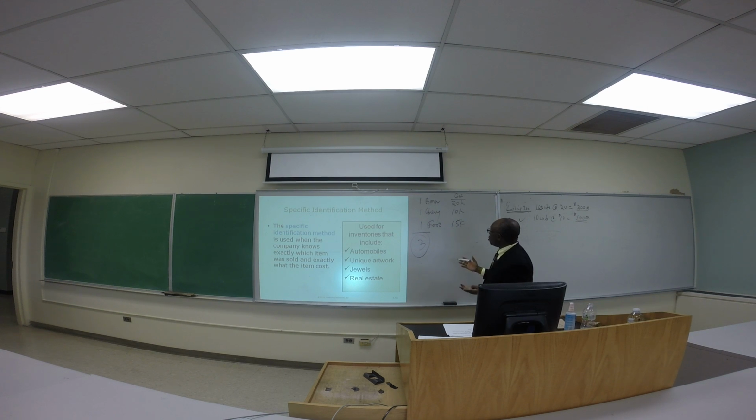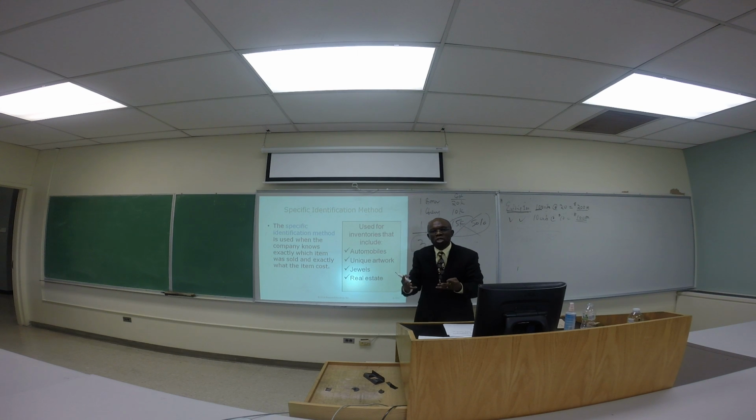At the end of the month, guess what? One is sold. How many cars do we have left? 2. What is the cost of these 2 cars left? Clearly $30,000. There's no guessing, because we have the paperwork that we used to purchase every car in the parking lot, and we can easily determine the cost of ending inventory.